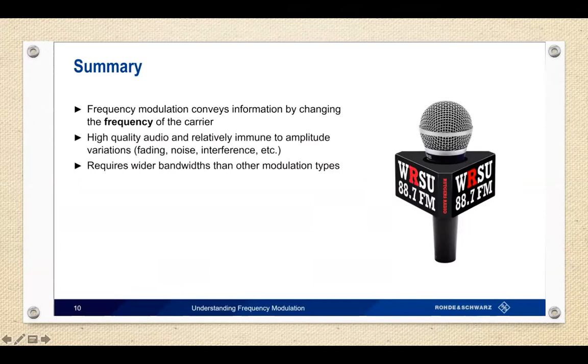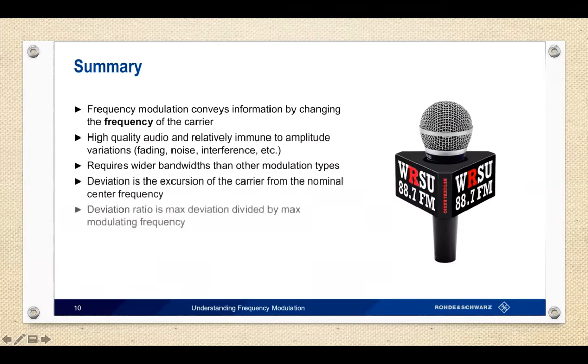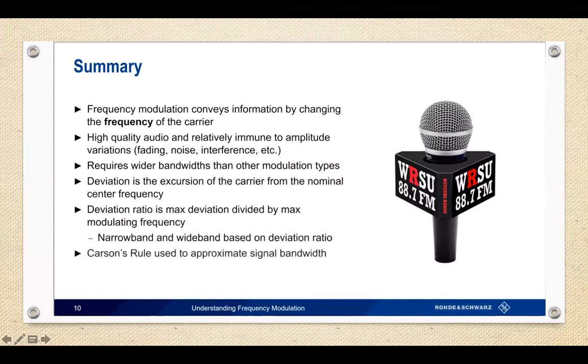An important concept in FM is deviation, which is the distance that the carrier moves from the nominal center frequency. Deviation ratio is the maximum deviation divided by the maximum modulating frequency, and FM is often divided into narrowband and wideband based on this deviation ratio. Finally, we can use Carson's rule to approximate the bandwidth of an FM signal.